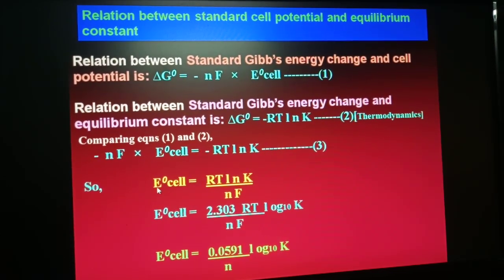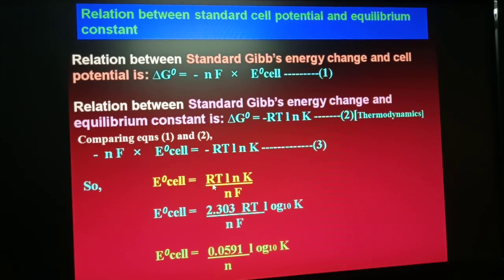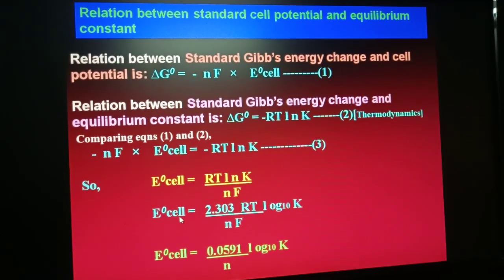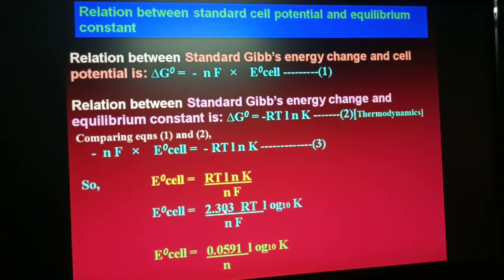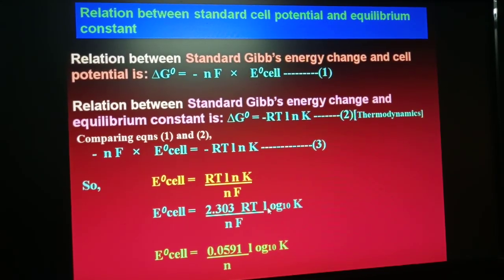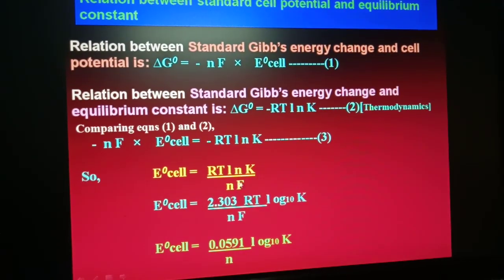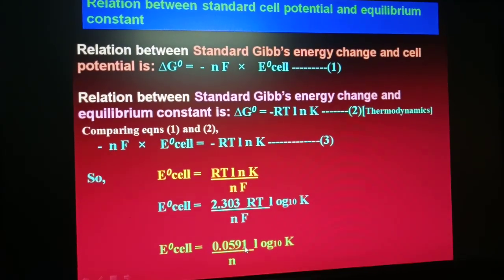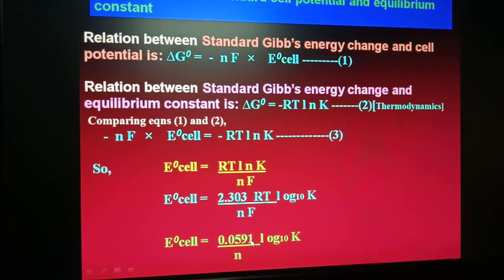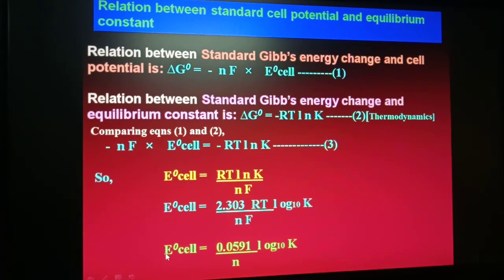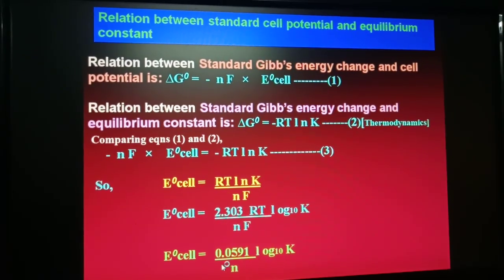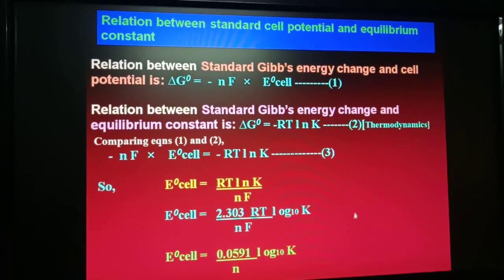Rearranging equation 3, we get E0 cell is equal to RT log of K upon nF. Therefore, E0 cell is equal to 2.303 RT log to the base 10 of K upon nF. As 2.303 RT upon F corresponds to 0.0591 or 0.0592, we can write further E0 cell is equal to 0.0591 upon n log to the base 10 of K.